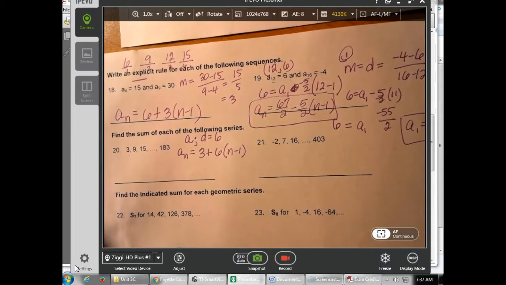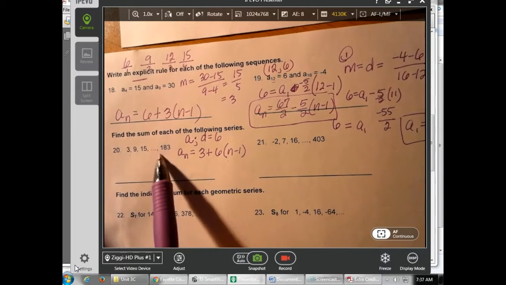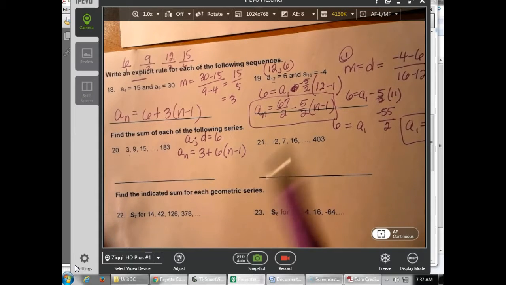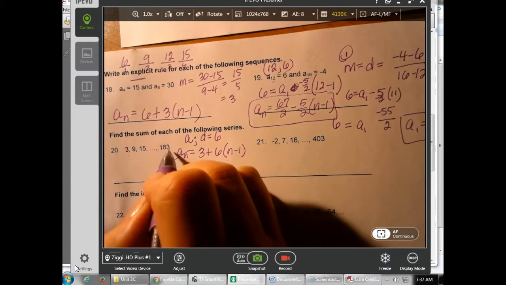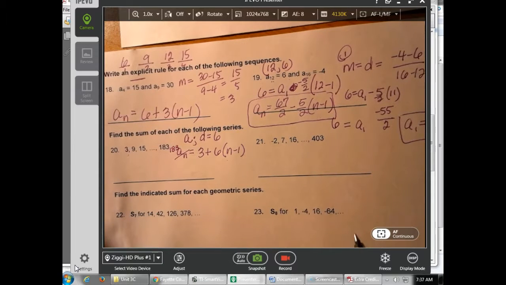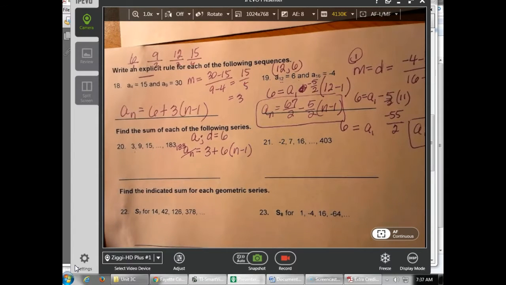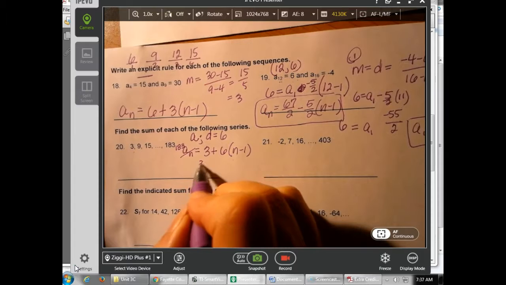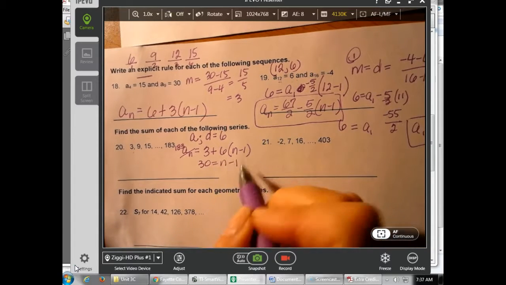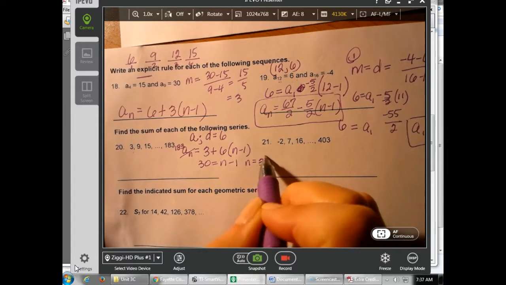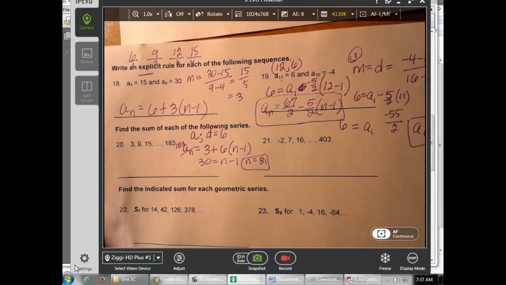And then I can basically just solve for n right here because I know that a sub n is 183. So I'm just going to replace this with 183. So then what I'm going to do is subtract 3 and divide by 6. So it's just going to be 180 divided by 6, and then I get 30, and then so I'm going to have 30 is equal to n minus 1, so n is going to be 31. This is important because I need that for my formula.